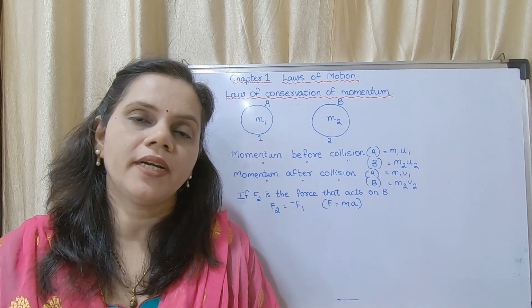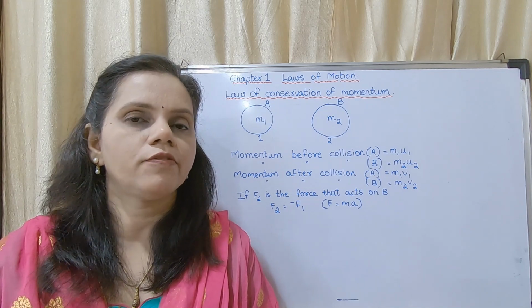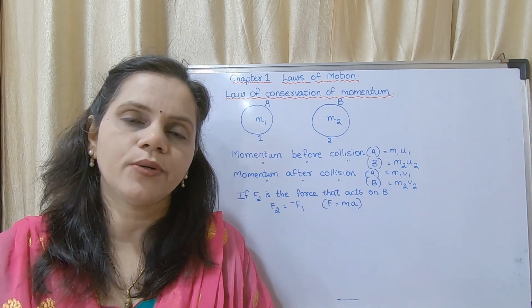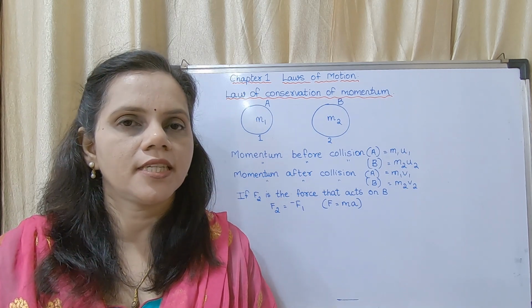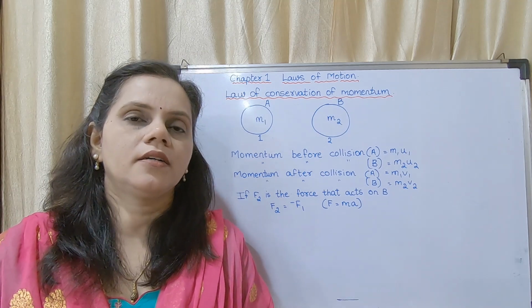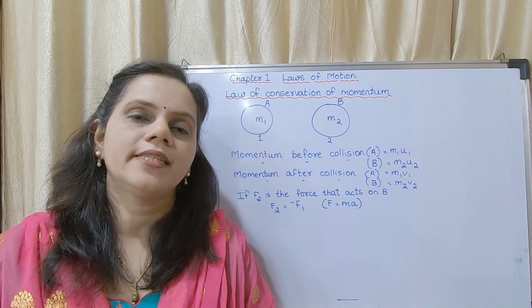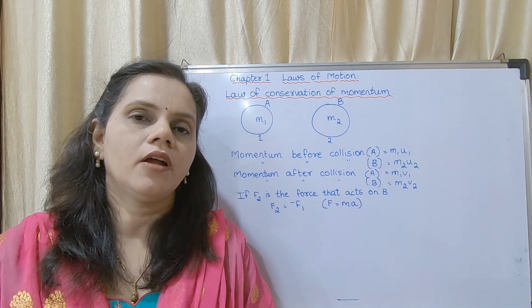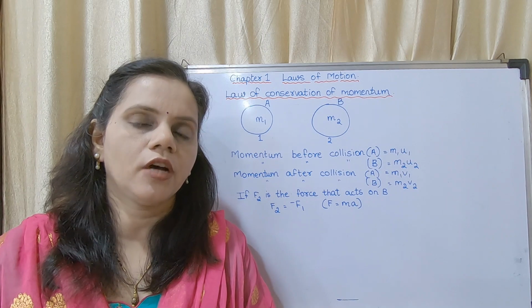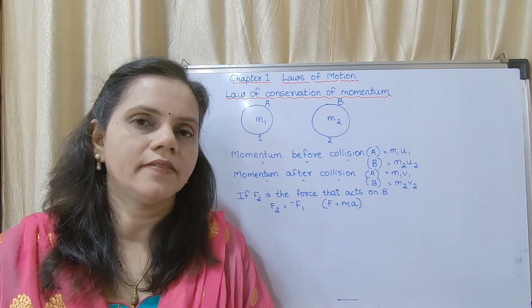What is momentum? Momentum is the product of mass and velocity. Momentum of initial velocity is mu and momentum of final velocity is mv. Now here there is a derivation question. You have to state and derive the law of conservation of momentum. So I will start with it.